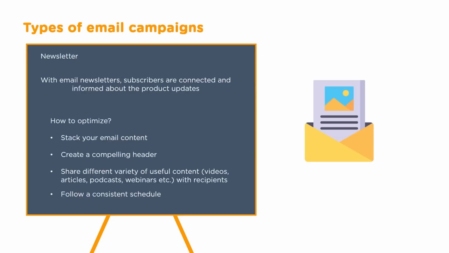So how to optimize. Okay, so you stack your email content, create a compelling header, share a variety of useful content like videos, articles, etc. with those recipients, and then follow a consistent schedule. So that's how you handle a newsletter. You should always create a compelling header, but if you're going to send out a newsletter, make sure you support it with some good information, like a video that they can go watch, or an article that will follow up on what you put in the email, or promoting that webinar that's going to talk about that product update.